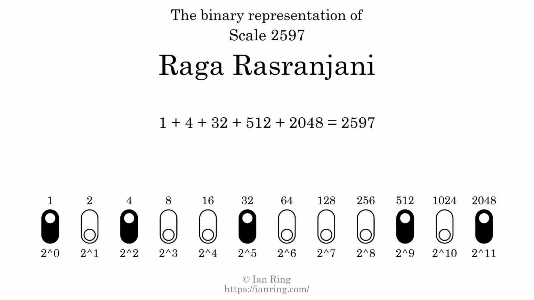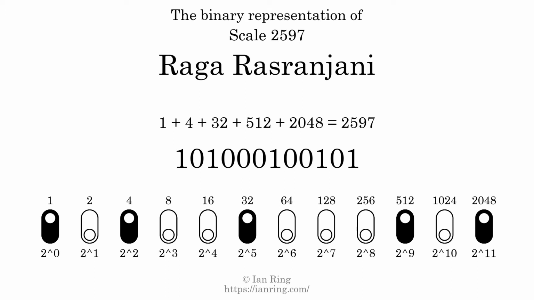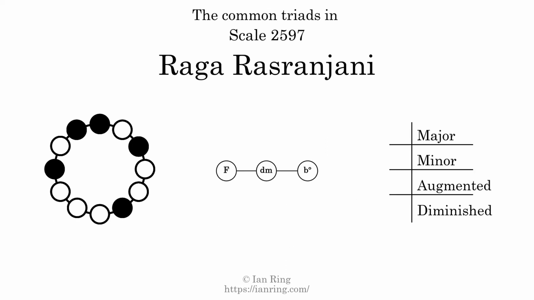2597. The scale number not only enumerates the scale with a unique index, but it also literally describes the tonal content of the scale. Represented as a binary number in base 2, the scale number is 101000100101. Here are the common triads present in this scale.